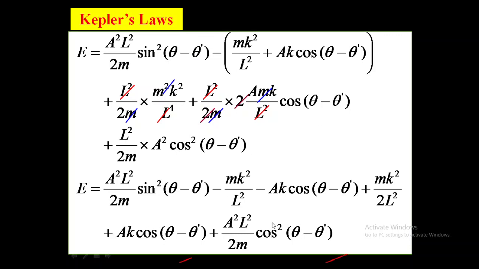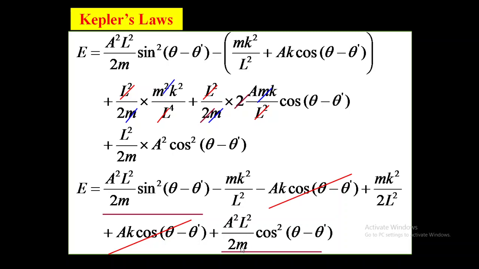Look at this equation. Here is minus a k cos(theta minus theta dash) and here is a k cos(theta minus theta dash). So minus and plus, these two terms have cancelled out. Now look at these two terms: a square L square by twice m sine square (theta minus theta dash) and a square L square by twice m cos square (theta minus theta dash).